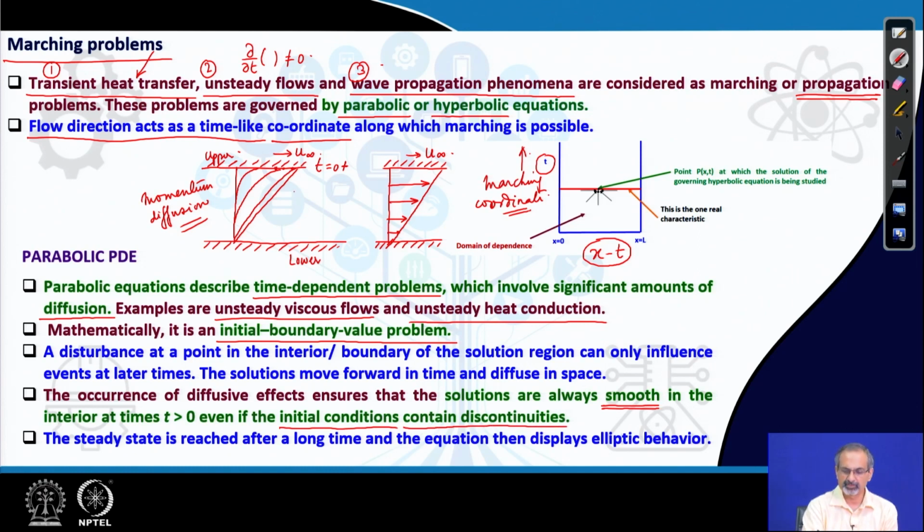For example, in this problem, at t equal to 0 plus, suddenly there was a jump in the velocity at the upper wall. So, you may consider that to be a discontinuous change, but irrespective of that, the solution in the interior domain remained smooth. The steady state is reached after a long time and the equation then displays elliptic behavior. So, that is what we saw over here, that as t tends to infinity, asymptotically a steady state solution will be generated, which has an elliptic behavior.